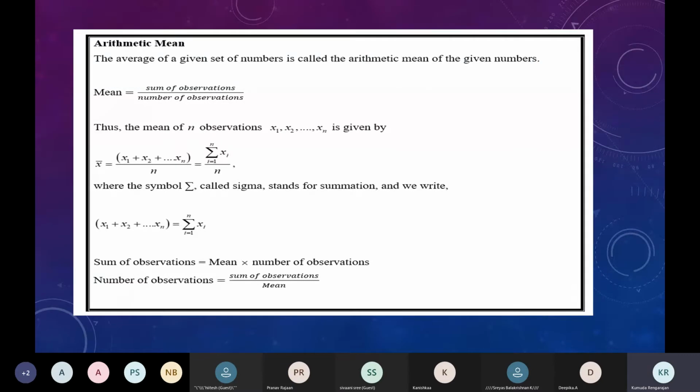What is speed? How do you find speed? Speed is equal to distance by time. So from this formula, what is distance? Distance is equal to speed into time. Yeah, good. And how do you find time?